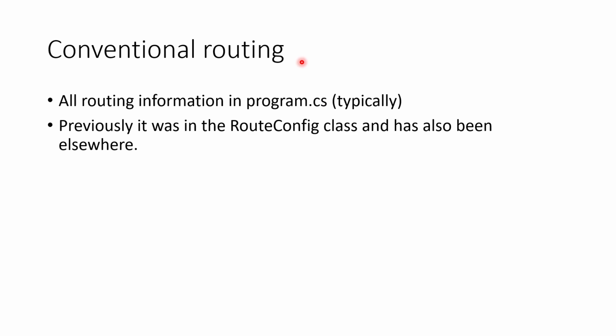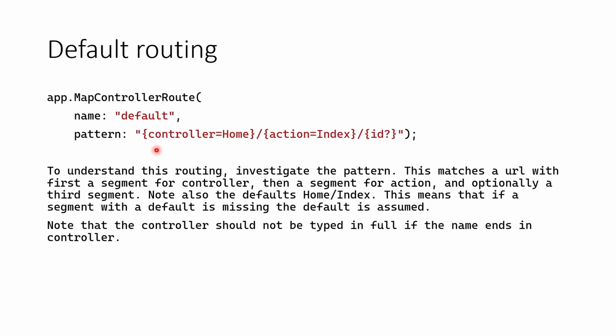All the routing information is usually in program.cs. When we talk about something called conventional routing, it has been located elsewhere in previous versions. You have to get used to the fact that these things change with newer versions, and so you might find older articles describing it differently than it works now. So you just have to live with that. Anyway, the conventional routing takes place with something like this.